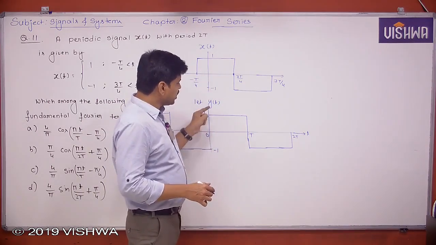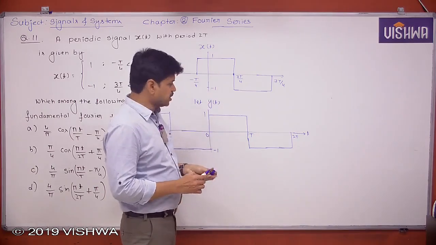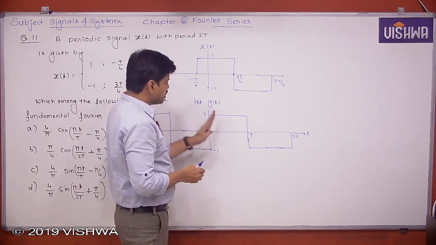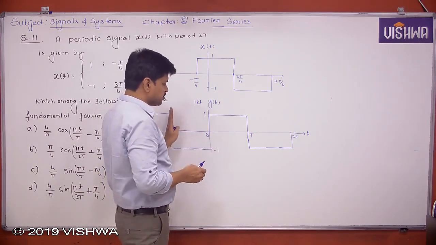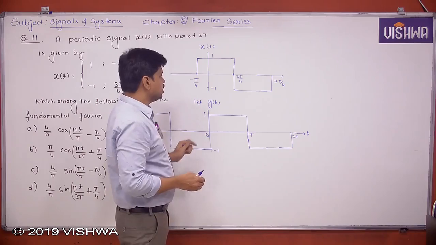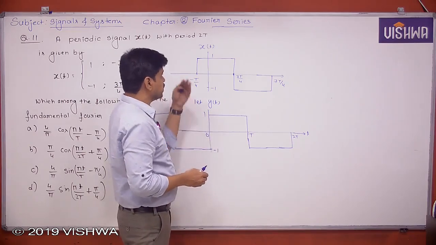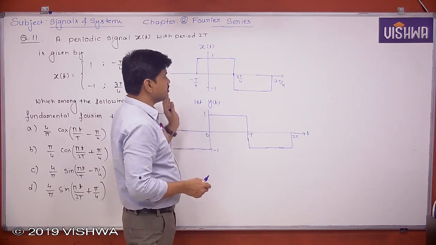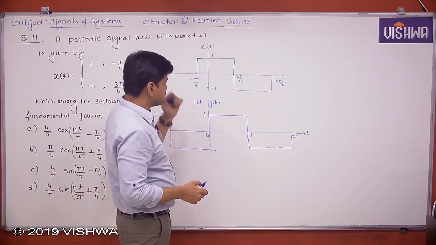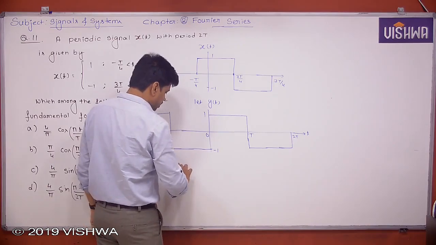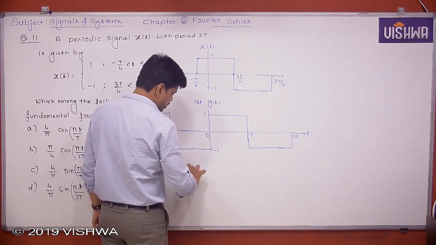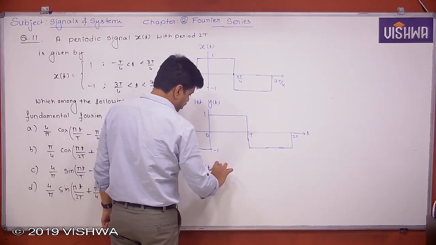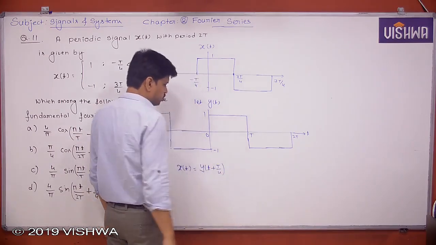But what is the relation between y of t and x of t? That means what we have to do with y of t so that I can get x of t. If I shift y of t in the left side direction by T by 4, then we are going to get the x of t. That means we have to advance this y of t by T by 4. Clear? So that we can get the x of t. So I can write x of t is equal to y of t plus T by 4. That's what we have to do.